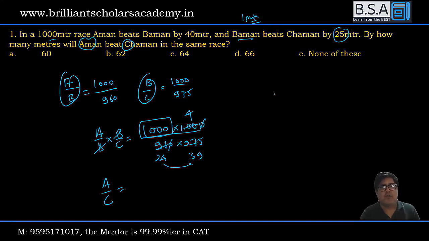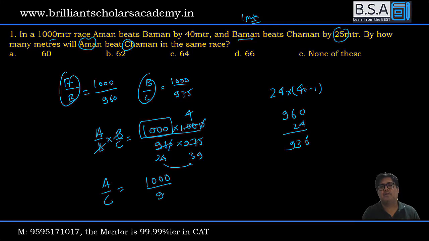I do not know how to do that. 24 into 40 minus 1. 960 minus 24. That is 936. So by how many meters does A beat C? 64 meters. That is your answer.